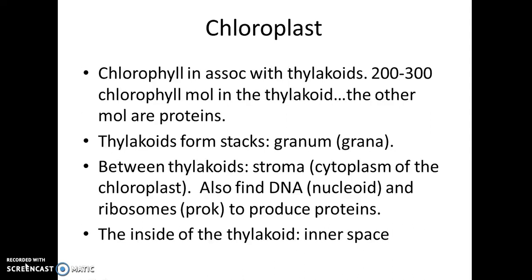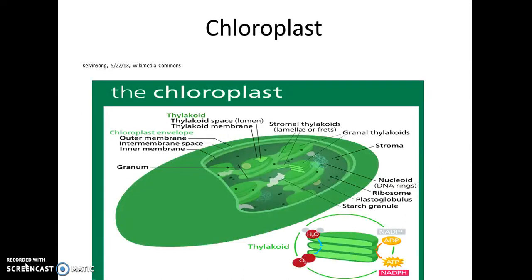Between the thylakoids, you find stroma, or the cytoplasm of the chloroplast. Inside the chloroplast, you'll also find a nucleoid of DNA and ribosomes that resemble prokaryotic ribosomes. In the middle of the thylakoid, which kind of resembles a donut, is an inner space. So we have here a picture of a chloroplast, which you might want to get down. We have a stack, which is called a granum. This is a thylakoid, one of these things here, and inside the thylakoid is a space.